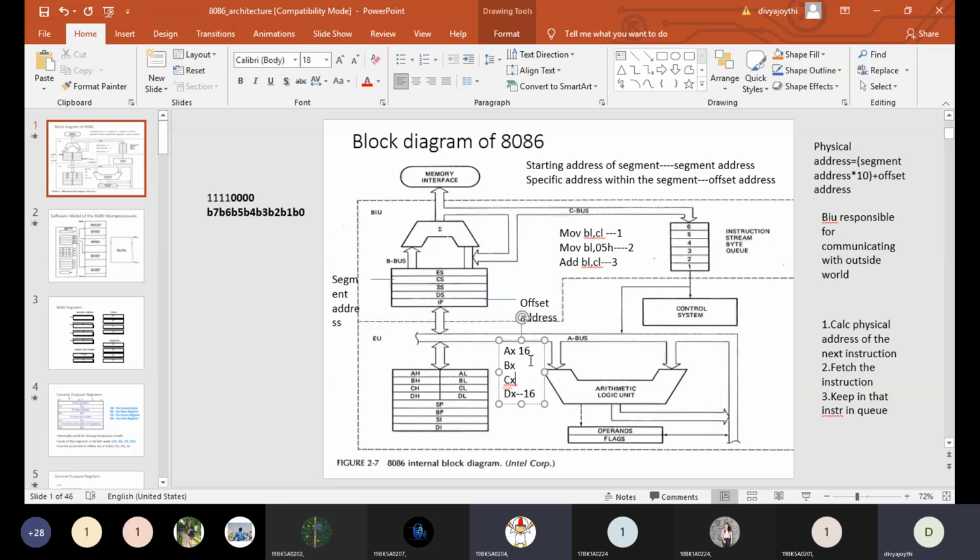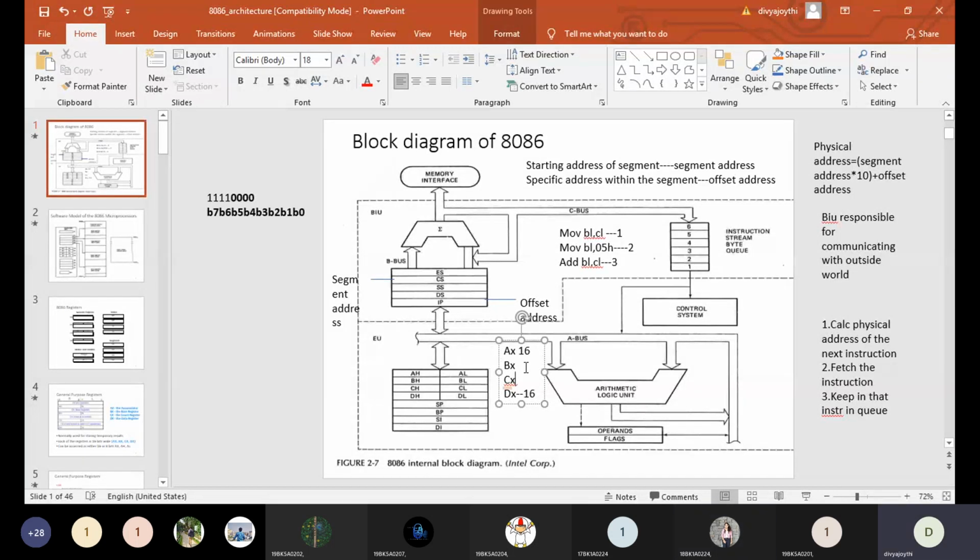AH, AL and AX. Yes, ma'am. Suffix X, suffix L and suffix H. Are you clear with these 3 suffixes? Yes, ma'am. X indicates accessing all the 16 bits at a time. L indicates accessing 8 lower bits. H indicates accessing 8 higher bits. Clear? Guys, are you clear?